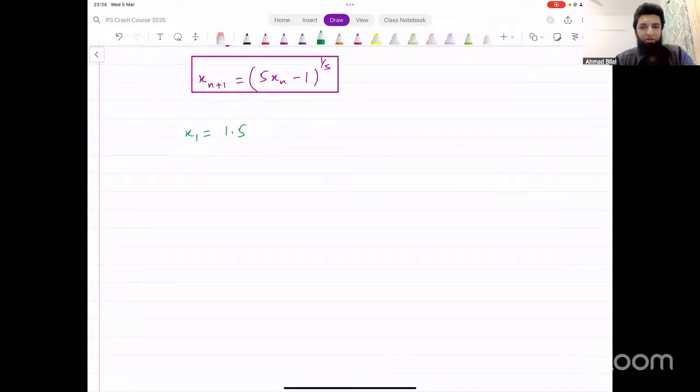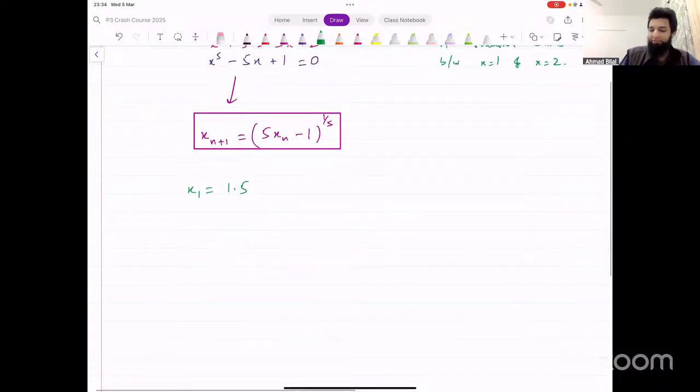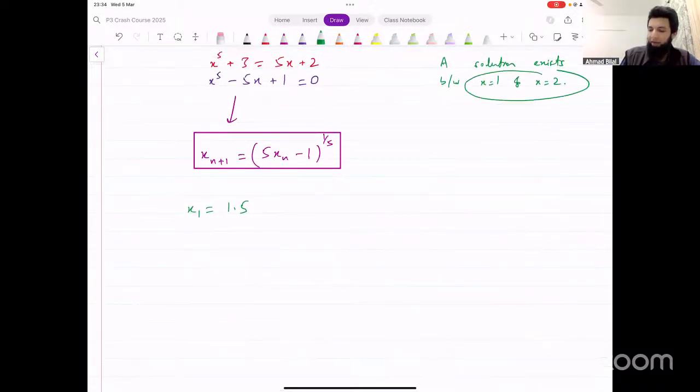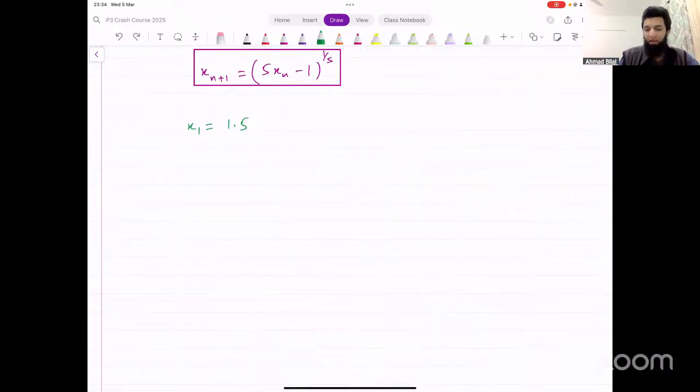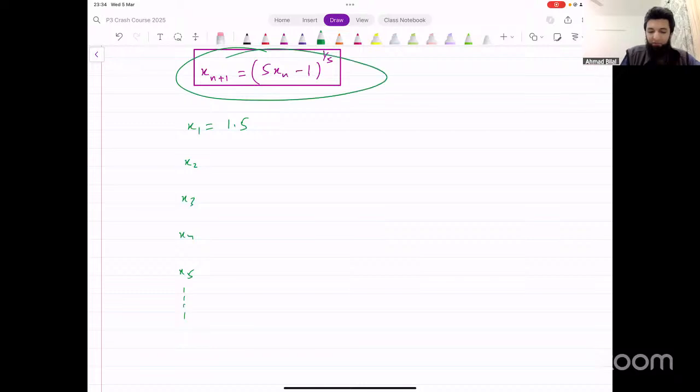In iteration, we will always need to have some starting point. There has to be some value that we start from. In this case, we said our best guess about the actual solution is 1.5, so we start with 1.5. Now, using this starting value, we have x1 right now, and we want to find x2, x3, x4, x5, and so on. How do you find all of them using this iterative formula?